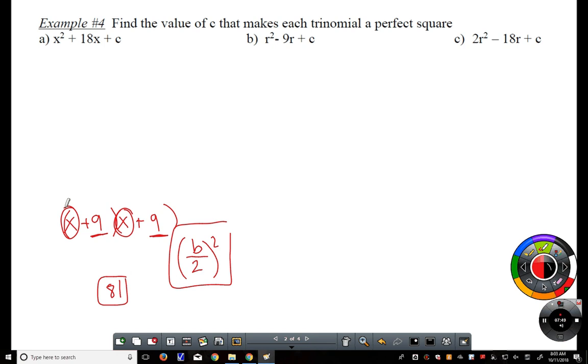If you can get x squared by itself at the beginning, no coefficient, then you can just take the b value, divide it by 2, and square it, and you'll know which number should be at the end so that it factors into 2 of the exact same factors, a perfect square.